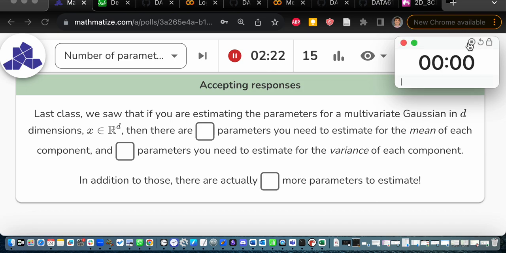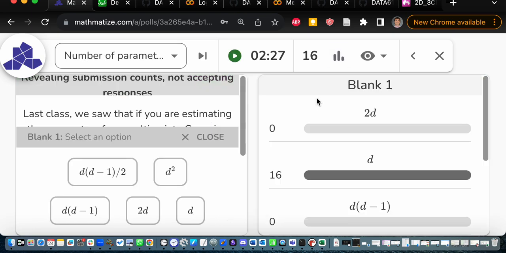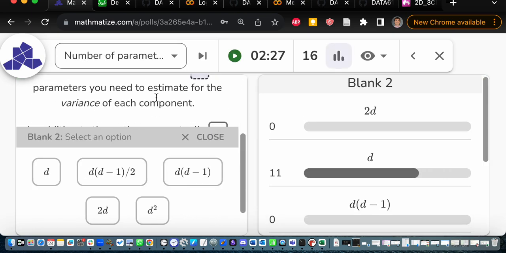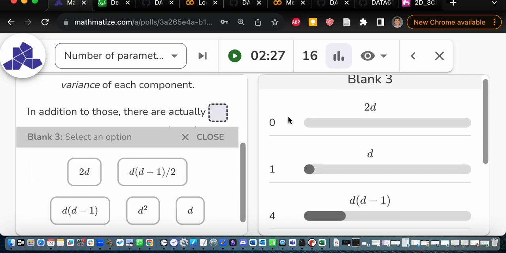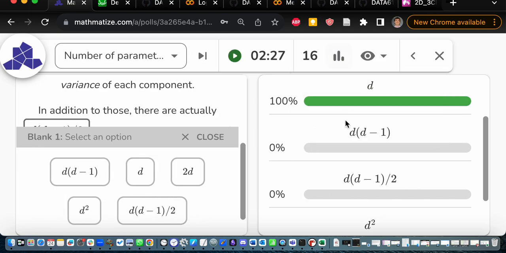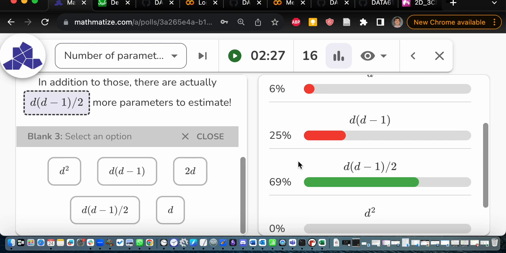All right. Let's take a look at what people said. Okay, so first one, d means, d variances, and how many of these extra parameters? 11 people are now in d times d minus 1 divided by 2. So some people have moved out of d times d minus 1, and that is the correct answer. Okay, first one is d, second one is d, and the last one is d times d minus 1 divided by 2. Does someone want to tell me what are these d times d minus 1 divided by 2 parameters? What is this counting?